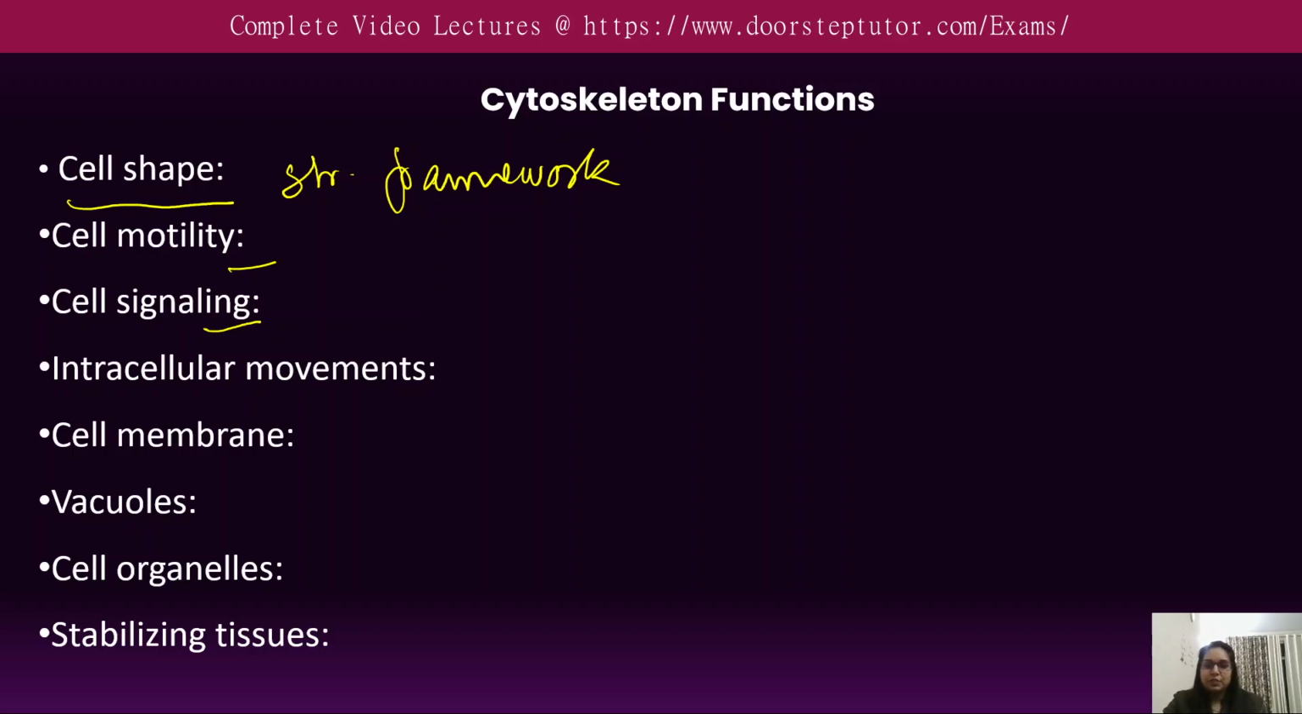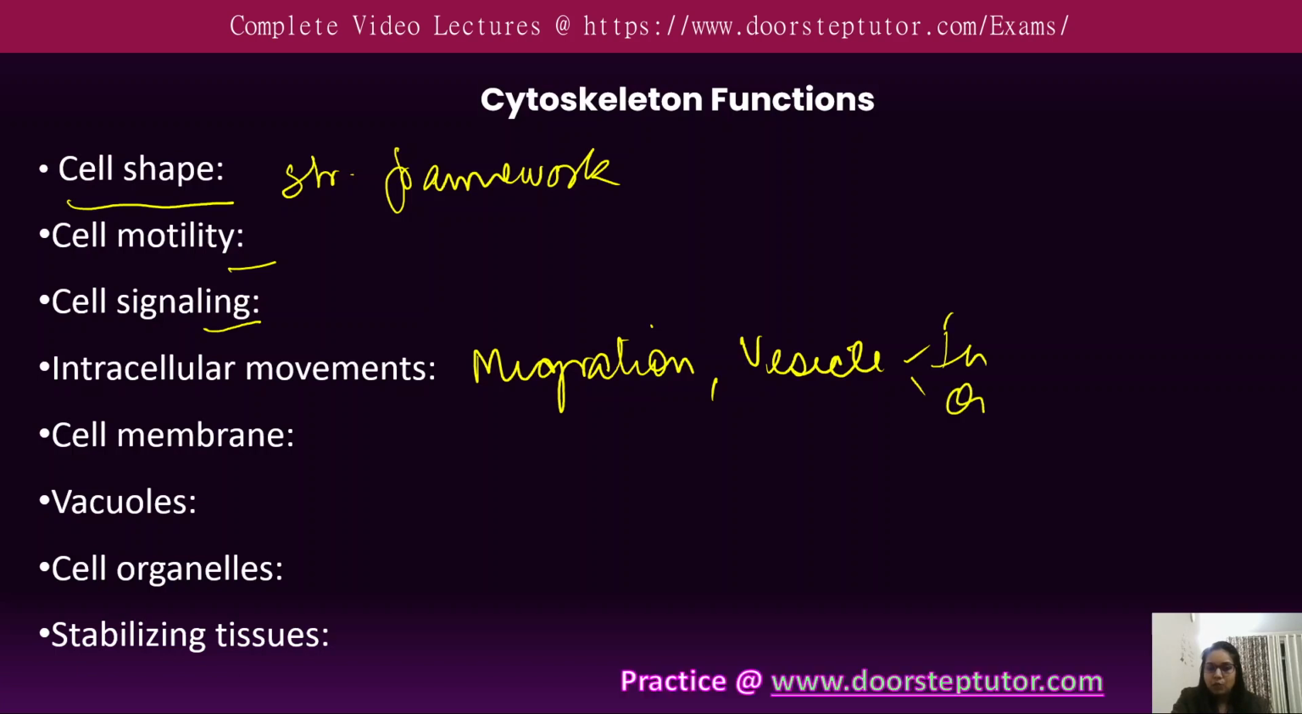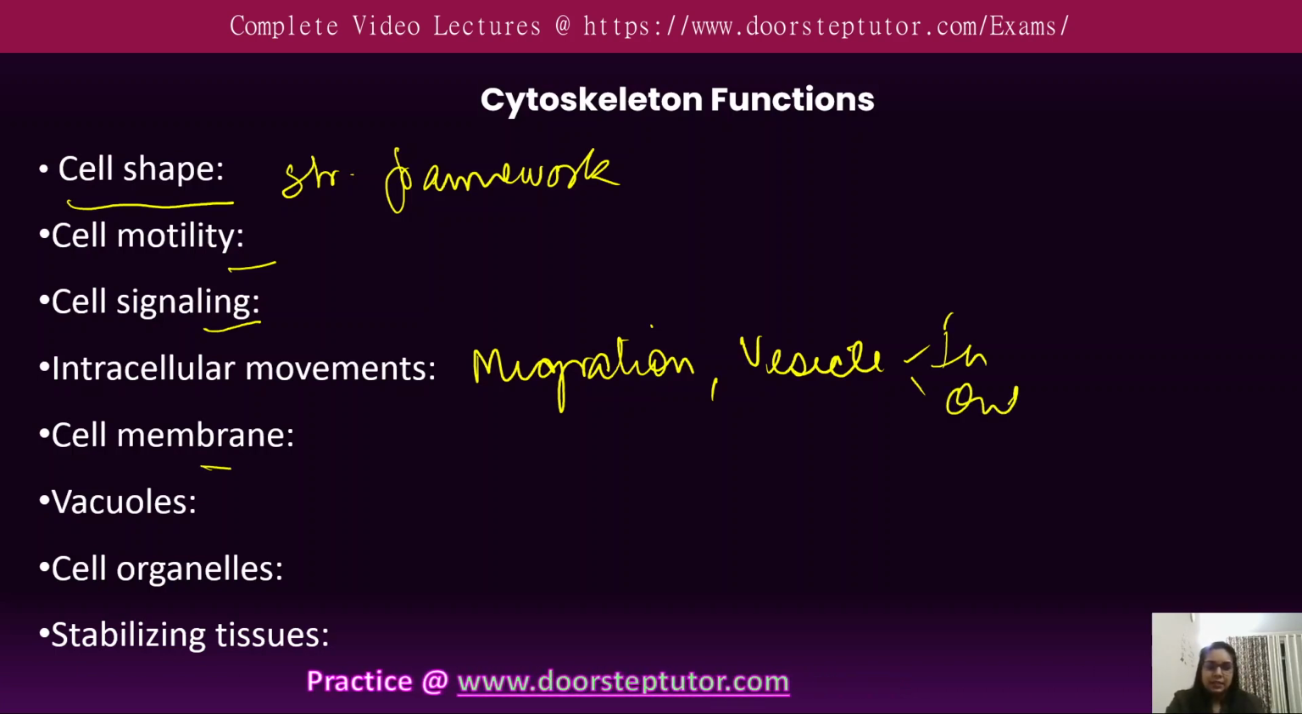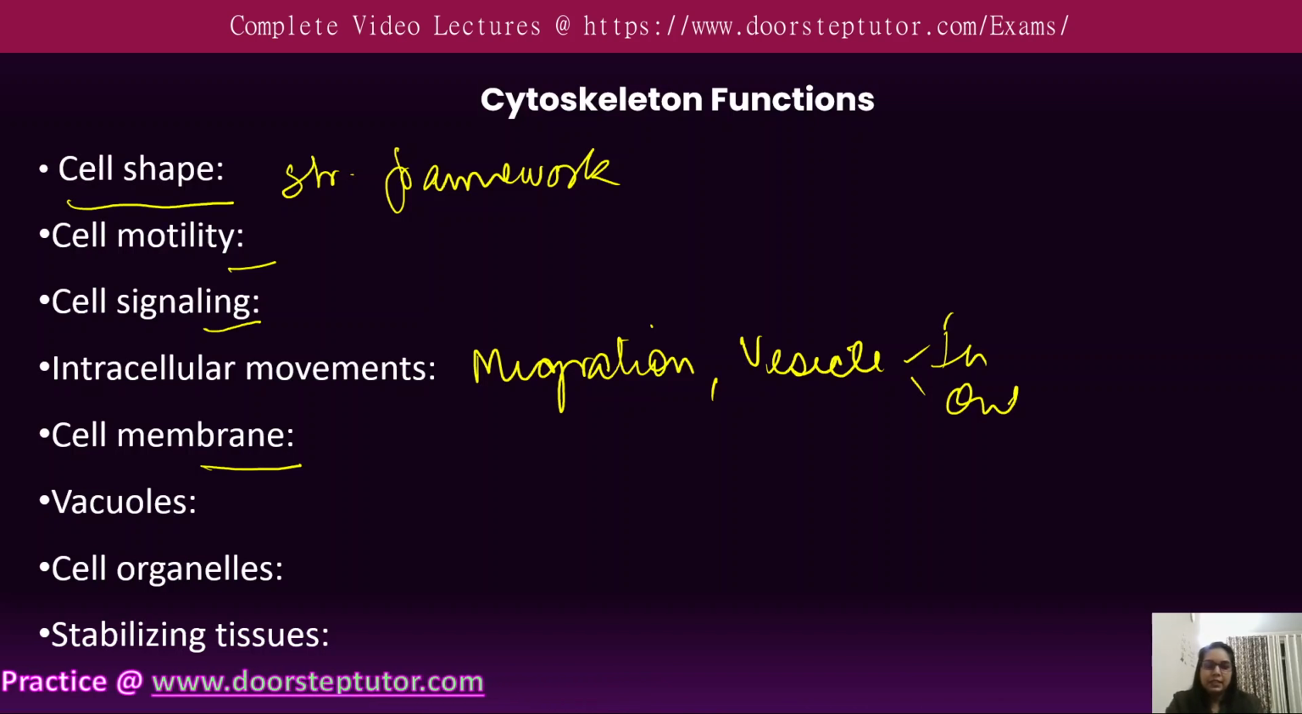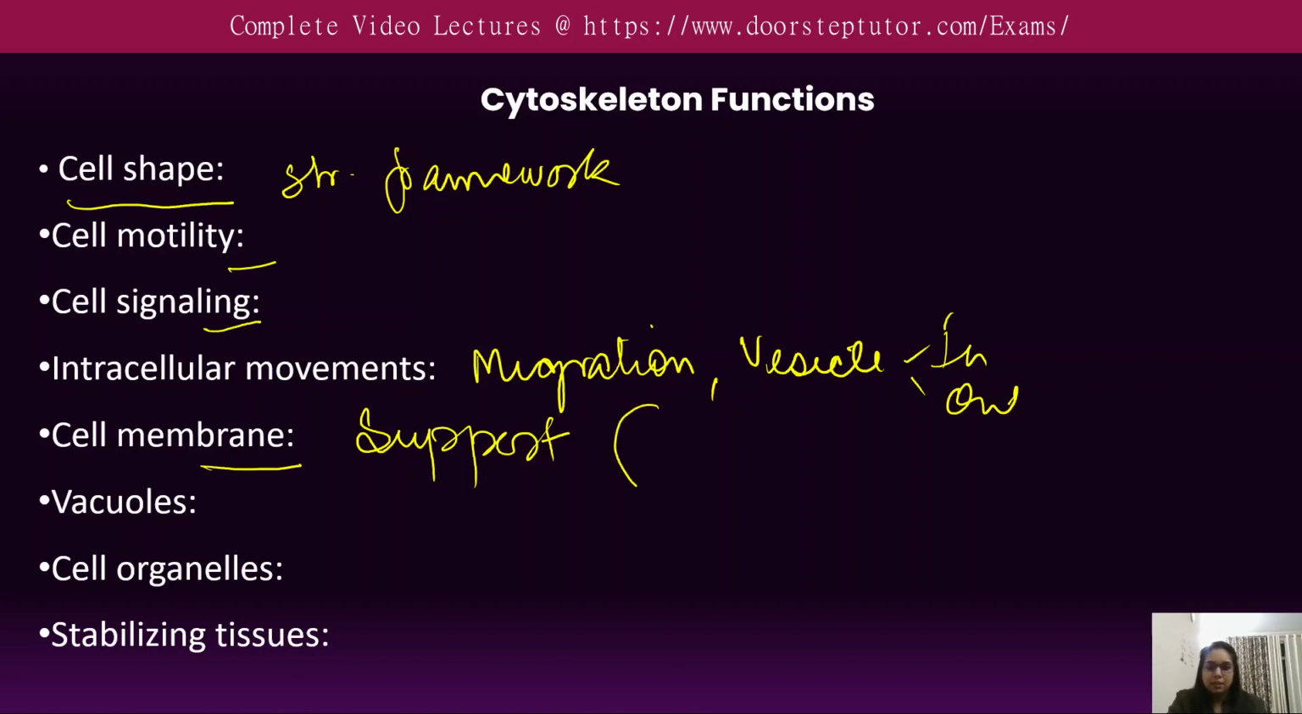The third function of the cytoskeleton is in cell signaling, meaning they assist in the signaling of the cell to another cell. Intracellular movement means it supports movement like the migration of cell organelles and the transportation of vesicles in and out of the cell. Next, in the cell membrane, they support the cell membrane because these structures are usually present around the cell membrane like this.